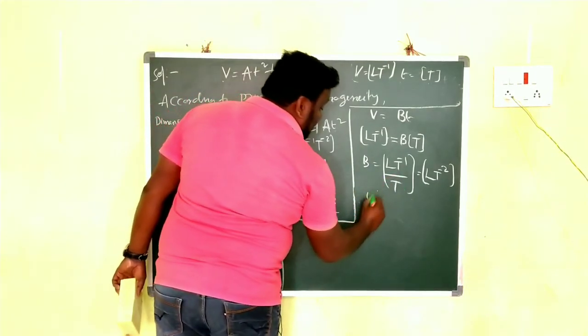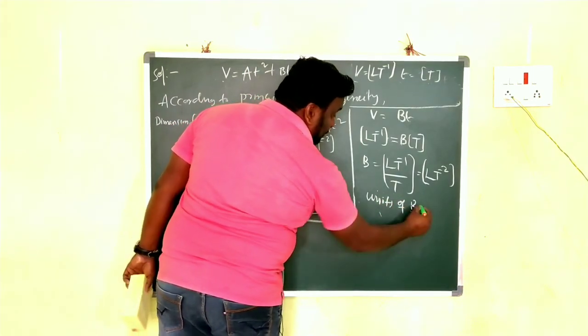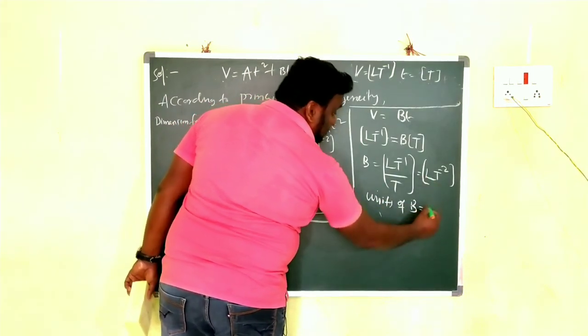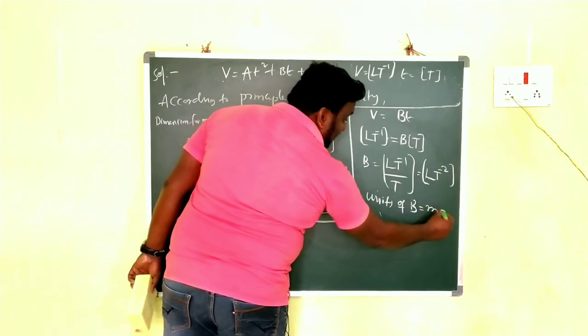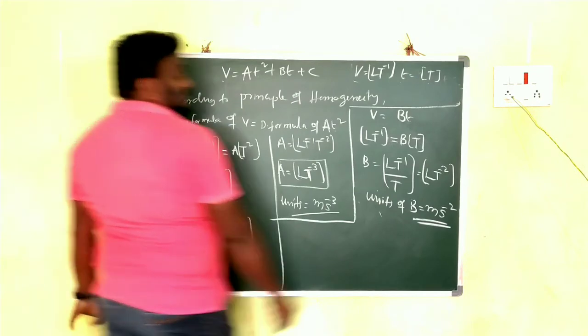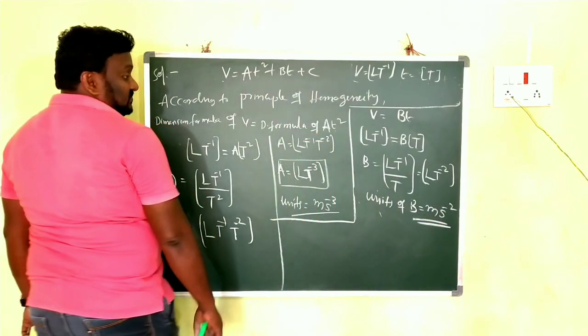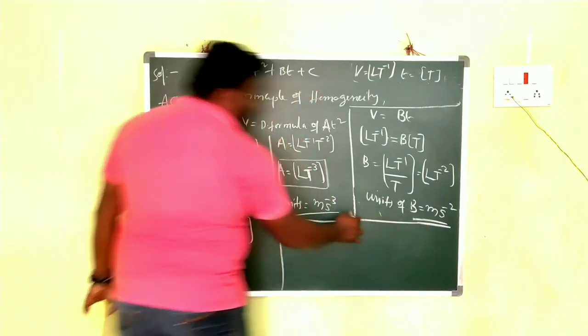And now, what do you write, children? Units of B. For length, meter; for time, second. Meter second inverse 2. This is nothing but the units of acceleration. Clear, children? This is about B.